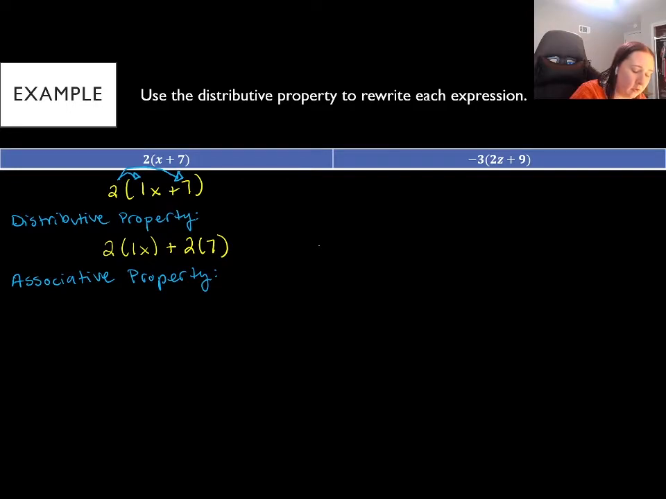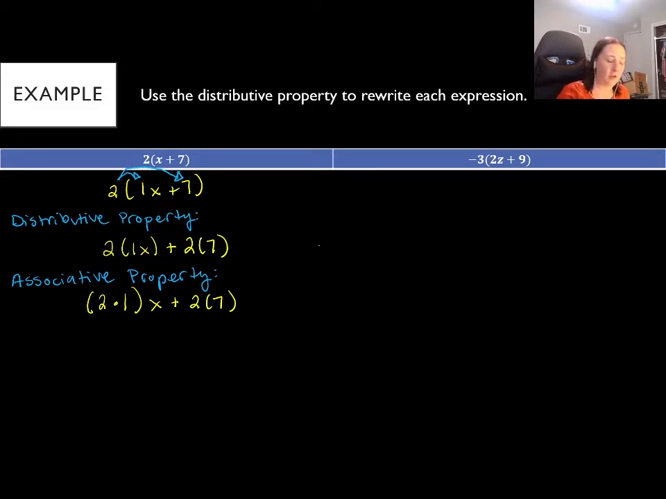So instead of 2 and then in parentheses 1 times x, I'm going to have the parentheses 2 times 1 and then the x. And we use a dot for multiplication because x is a variable. So never, ever, ever use x for multiplication once you're in algebra. I would just get out of the habit, use a dot. And then I still have this 2 times 7 over here. So that's the associative property. I'm just rearranging so that I can multiply my numbers.